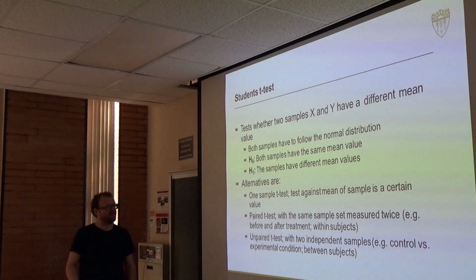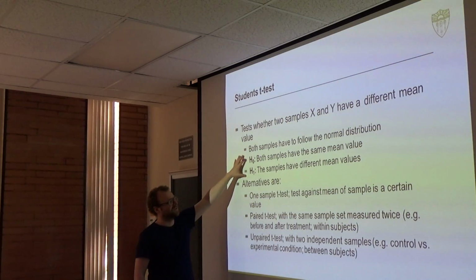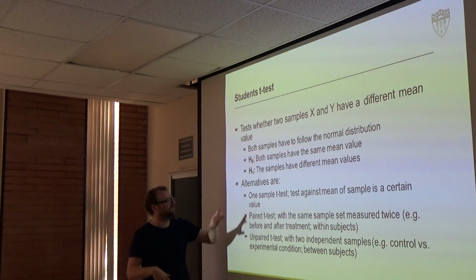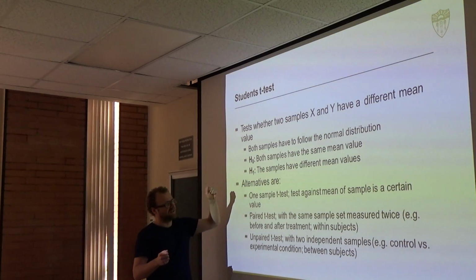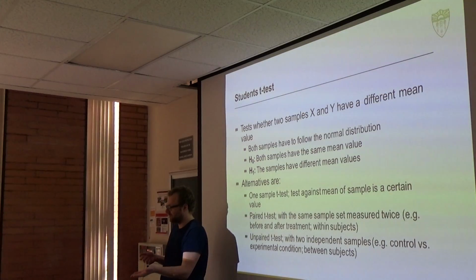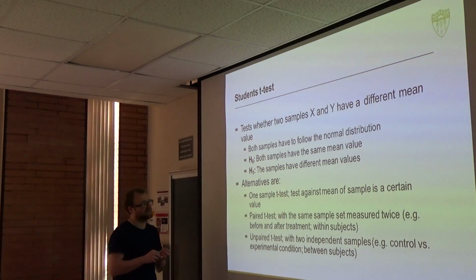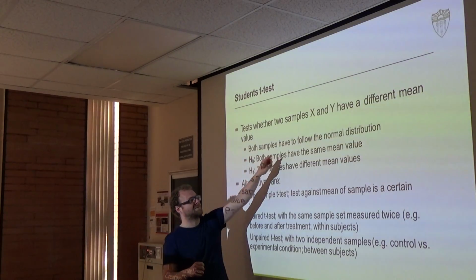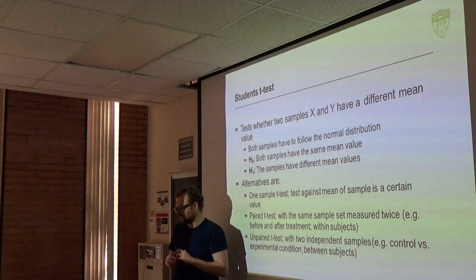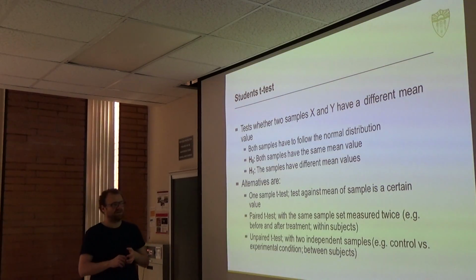We had a couple of examples. The important part here is basically what your assumptions are, and so in t-tests you basically have two hypotheses. Hypothesis 0 is the null hypothesis that you want to test against. The null hypothesis basically says that both samples have the same mean value, okay? And hypothesis 1 says the samples have different mean values.